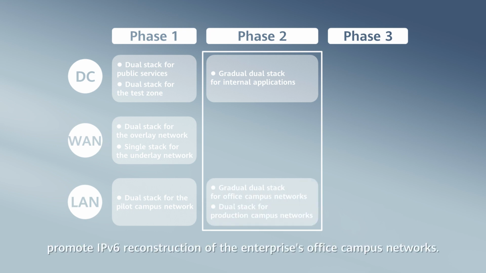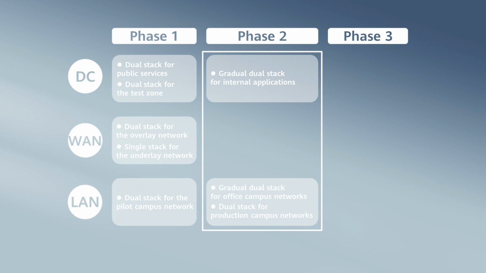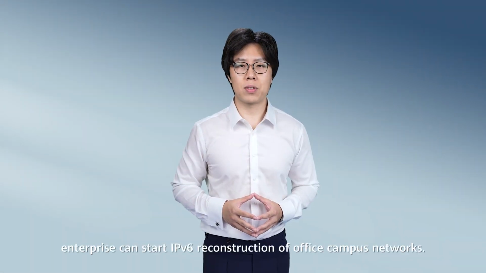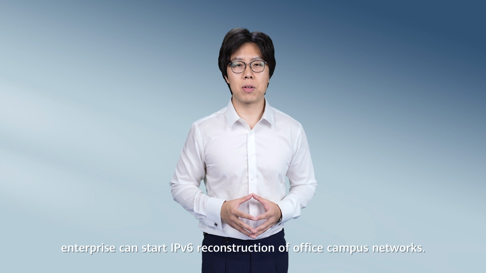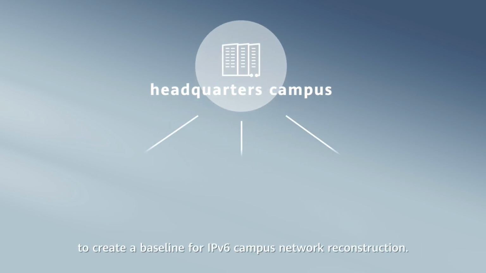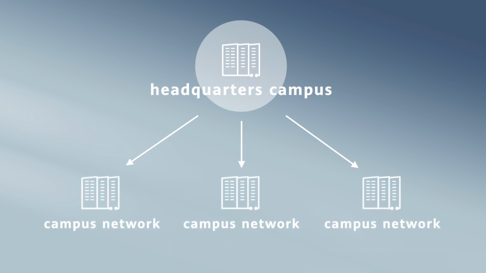Second task, promote IPv6 reconstruction of the enterprise office campus networks. As IPv6 reconstruction of internal applications in the data center deploys, the enterprise can start IPv6 reconstruction of office campus networks. It is recommended that IPv6 reconstruction of the headquarters campus network be completed first to create a baseline for IPv6 campus network reconstruction.